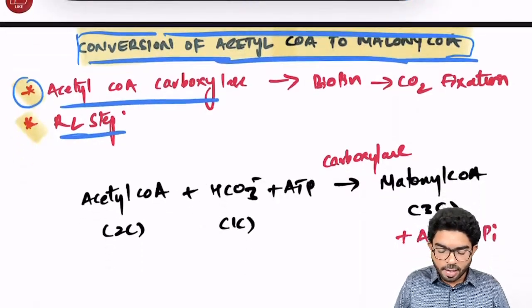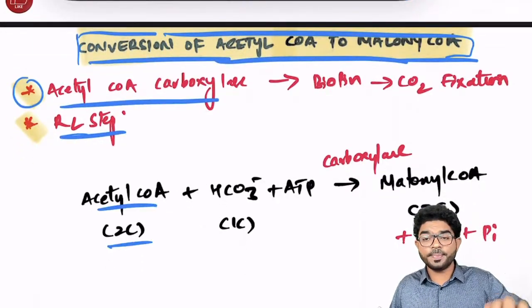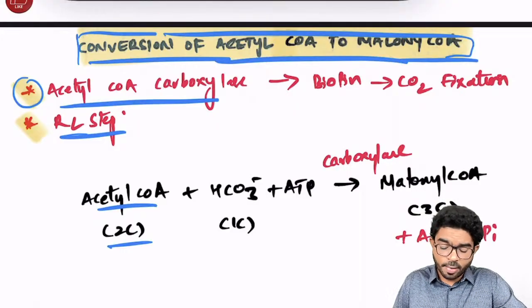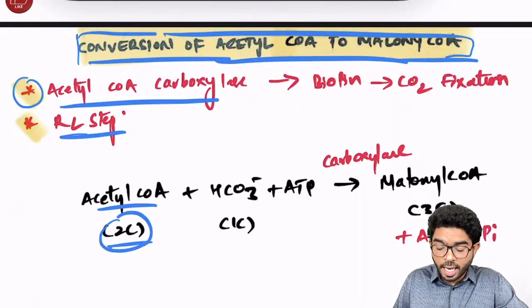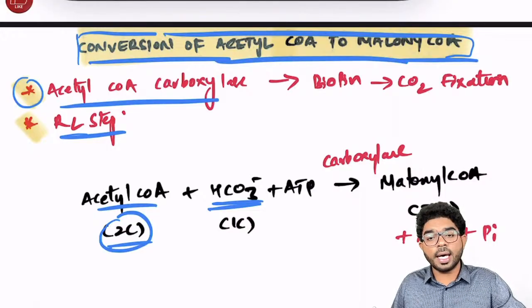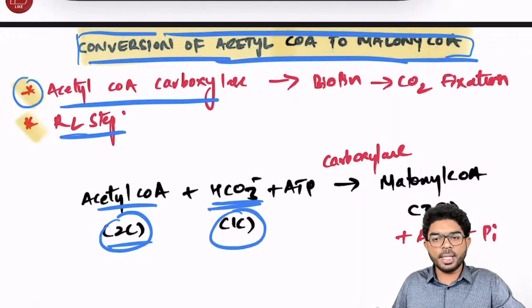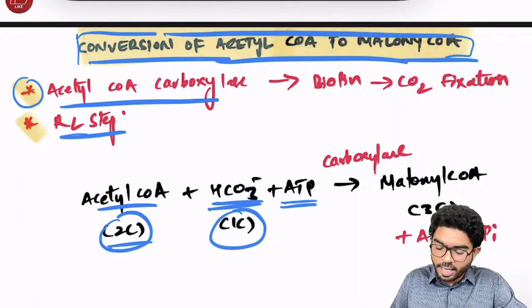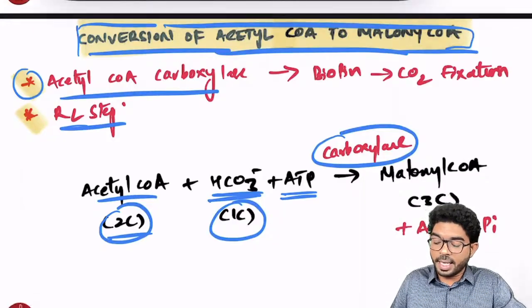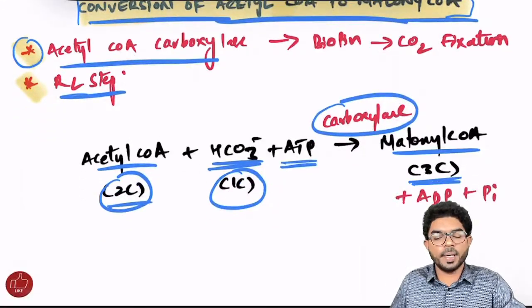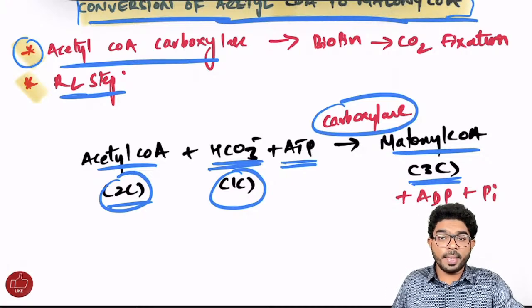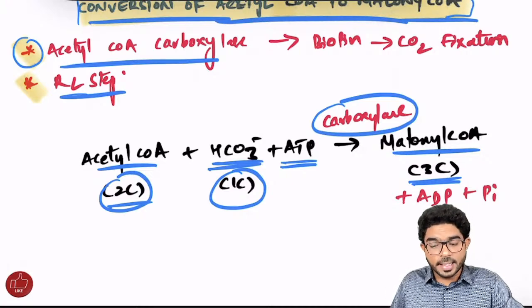Acetyl-CoA, which we discussed in the mitochondria Krebs cycle, has 2 carbon atoms. I get an extra carbon from bicarbonate, which we have already discussed, so I have one more carbon atom. In the presence of ATP, by a carboxylase reaction, I get malonyl-CoA, which has 3 carbons. So this is the rate-limiting enzyme for fatty acid synthesis.